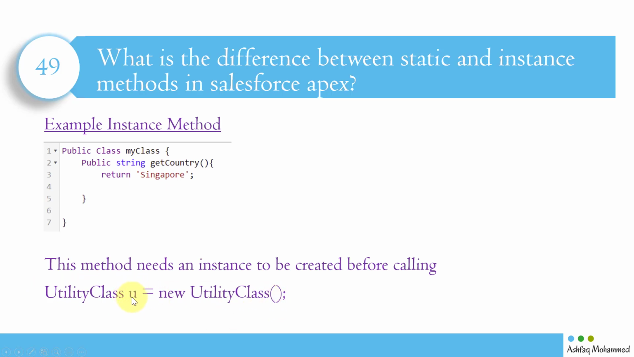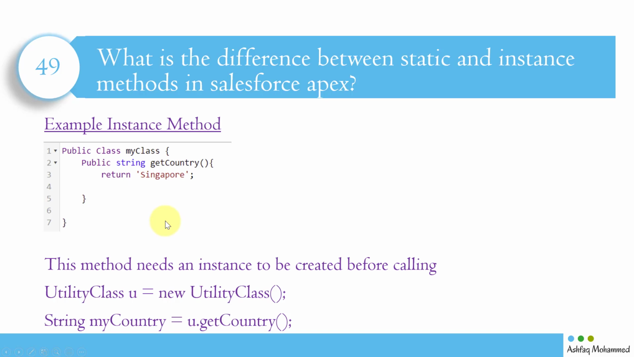Okay, we have created an instance of a class. U is an instance of a class. Then, string myCountry equals u.country. Then only I will get Singapore. Okay, so similarly, we will have instance and static variables also, which is very important.